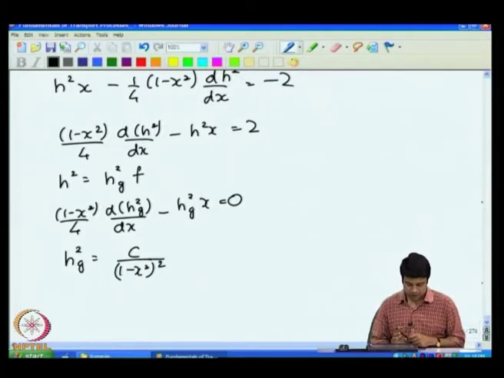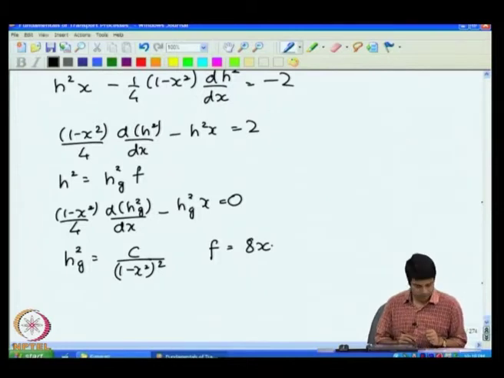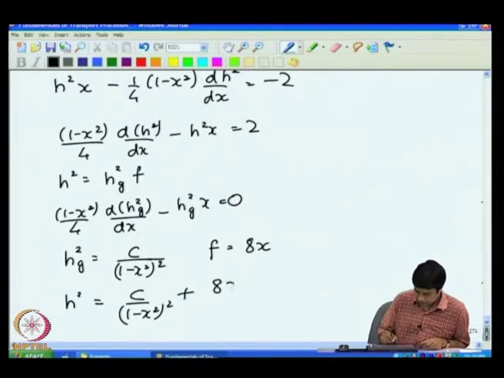The particular function f in this case is obtained by substituting h square g into the original equation. You can do that, and finally you will get the solution for f equal to 8 times x. So, the final solution for h square is of the form c by (1 minus x square) the whole square plus 8x by (1 minus x square).